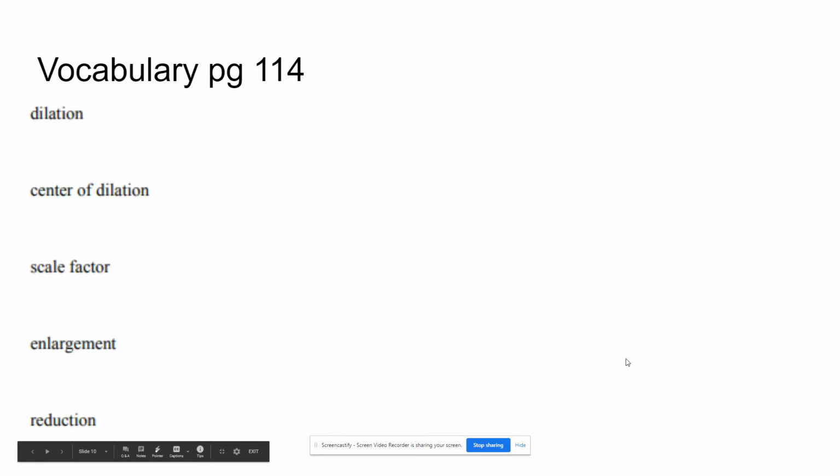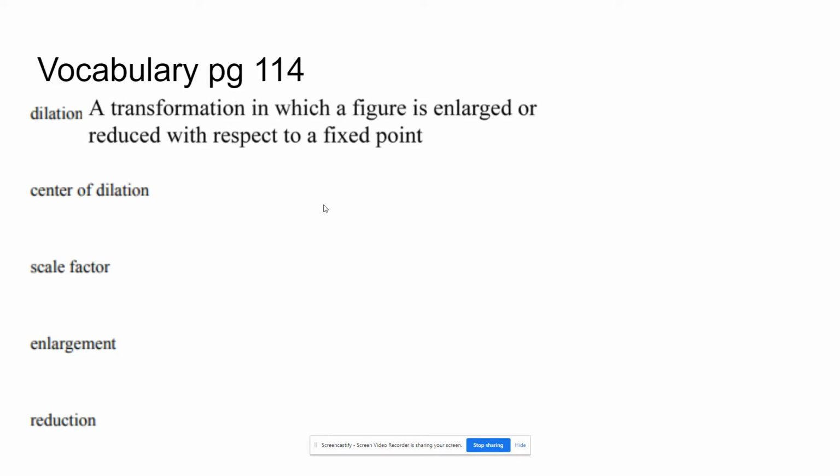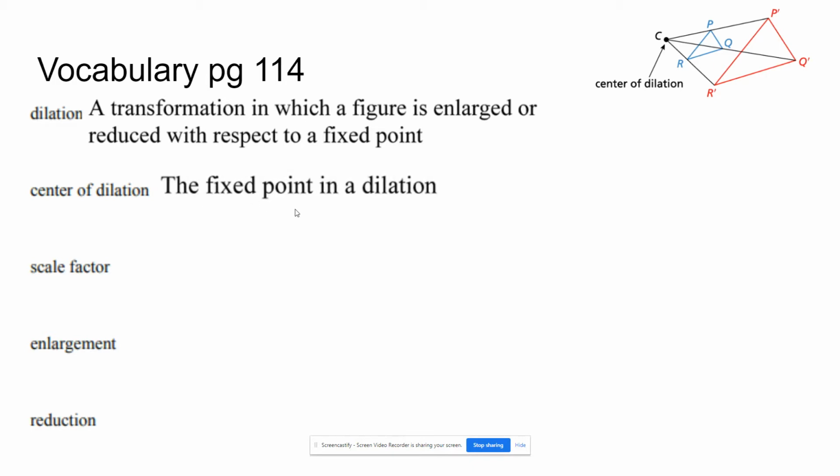In this video, we're going to do a few examples from lesson 4.5. Now, before we do that, we need to remember that lesson 4.5 is all about dilations. So remember, dilations are transformations in which a figure is enlarged or reduced with respect to a fixed point. So this changes the size of our figure about the center of dilation. Now for us, our center of dilation will always be the origin, 0, 0, but that's going to be the fixed point, the center of dilation.